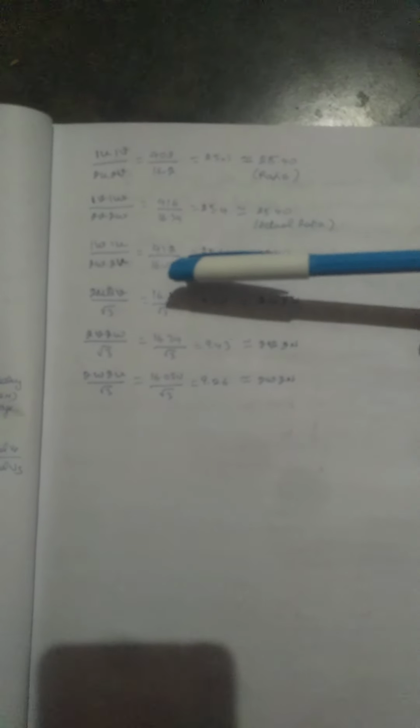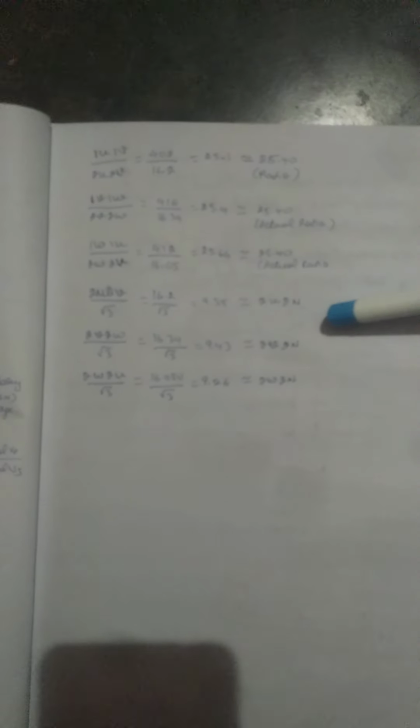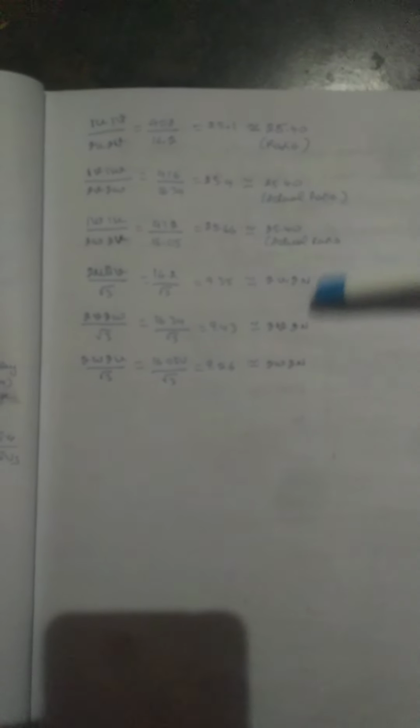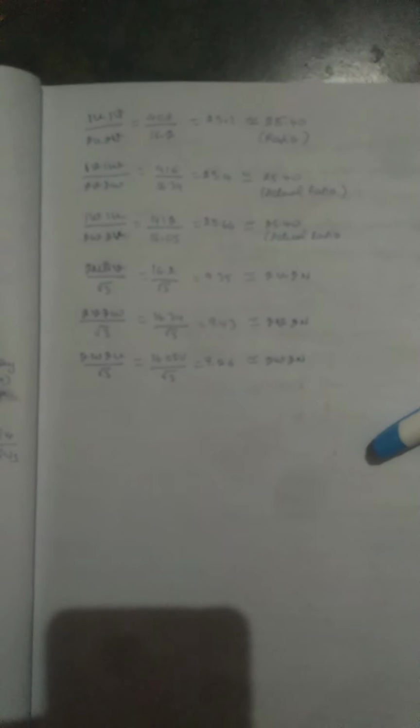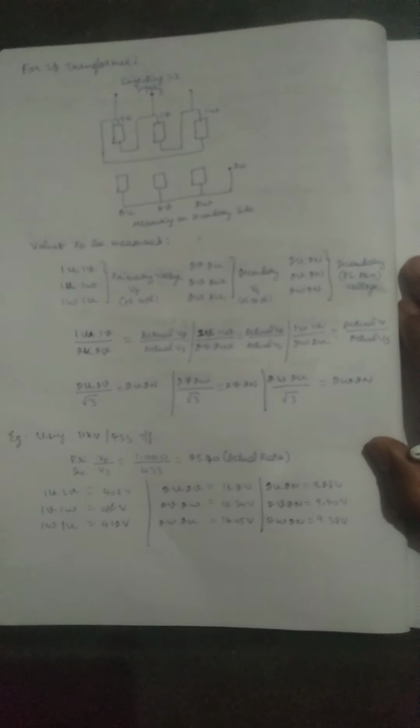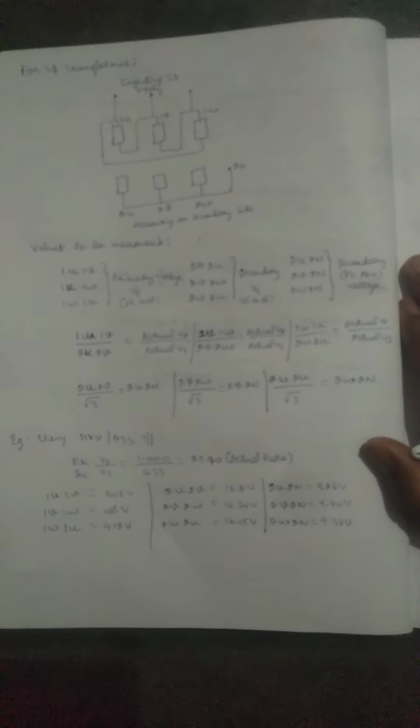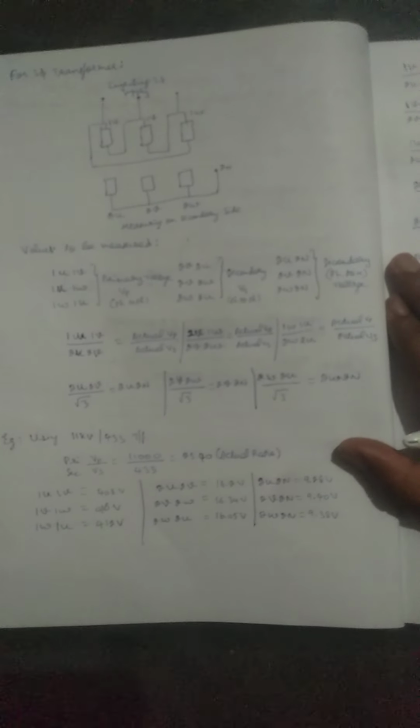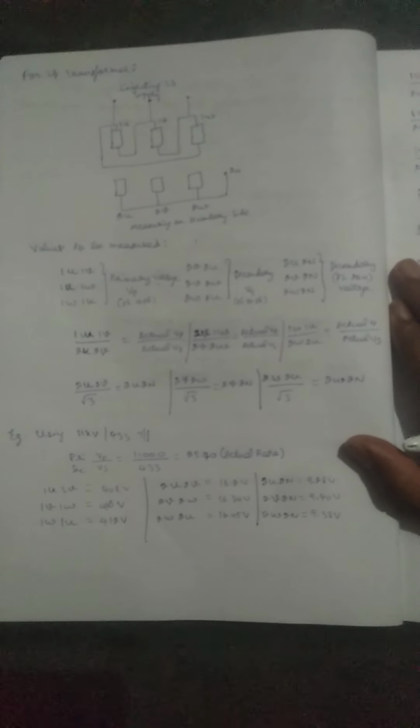You can easily understand, I think. Most of the values are equalizing. So this is your formula for finding the voltage ratio of your three-phase transformers.